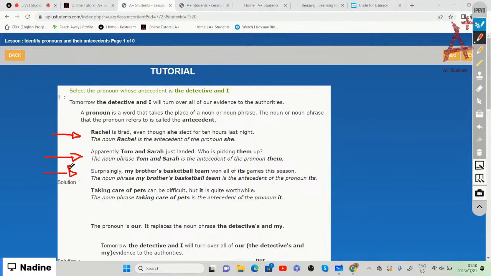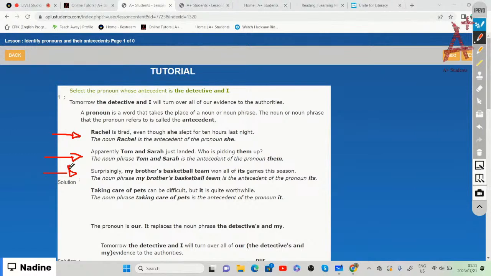So now we need to identify the pronoun, and the pronoun here is it, right? The noun phrase, which is taking care of pets, is the antecedent of the pronoun, which is it.